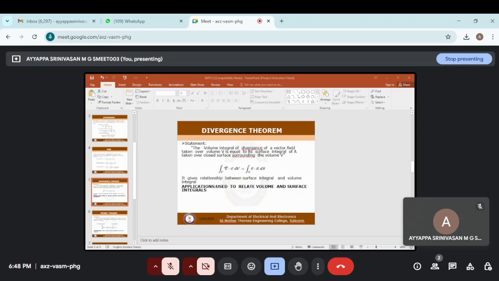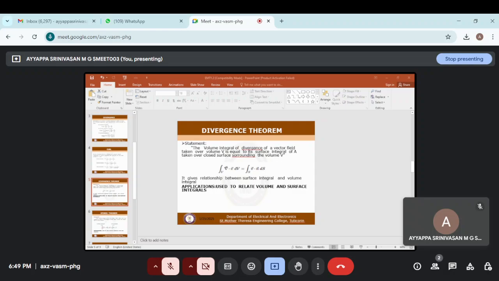So, let us go for another concept called the divergence theorem. The theorem states that the volume integral of the divergence of a vector taken over a volume is equal to the surface integral of that vector taken over the surface surrounding the volume. So, first you have to understand what is line integral, surface integral, volume integral of a quantity.